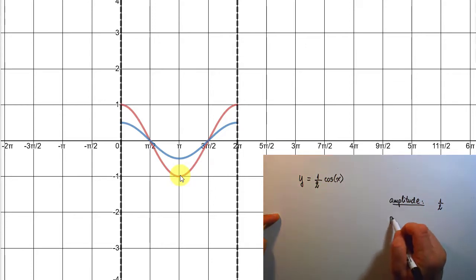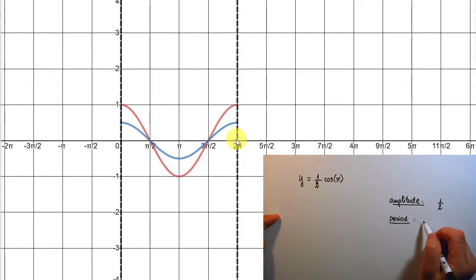Our period, it looks like the period interval remains with the same start and the same ending right here. So we have a total interval length for the period of 2 pi, as our blue curve started at x equals 0 and ended at x equals 2 pi. Our center line also remains the same again, being the x-axis or the equation y equals 0.